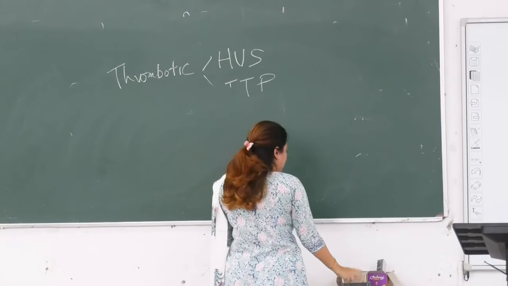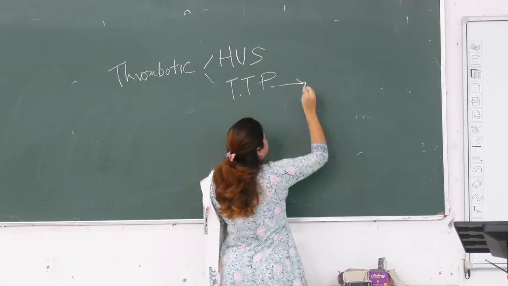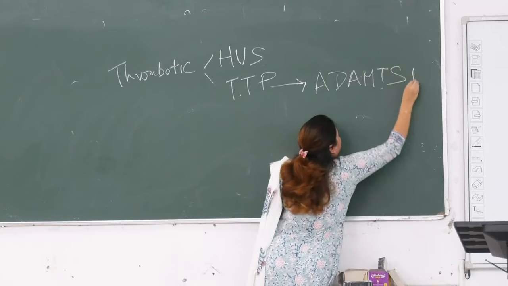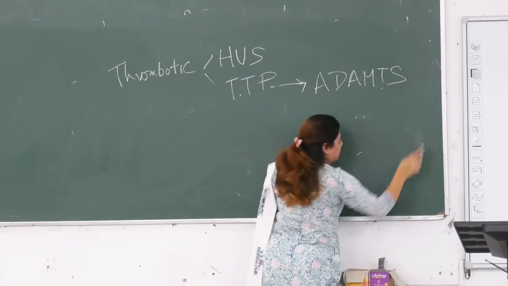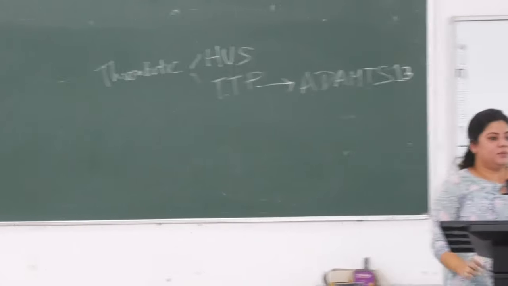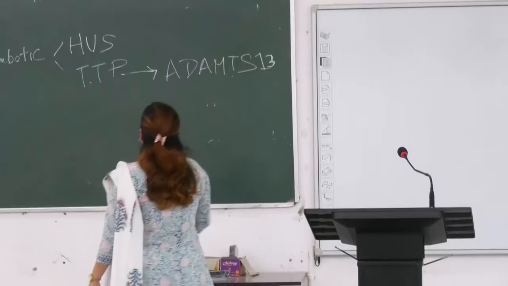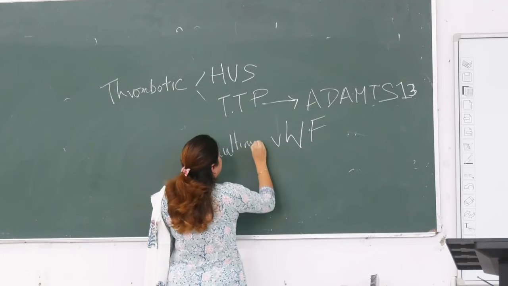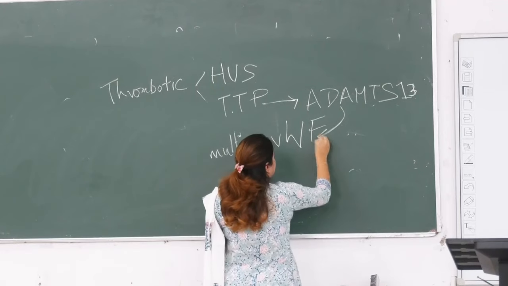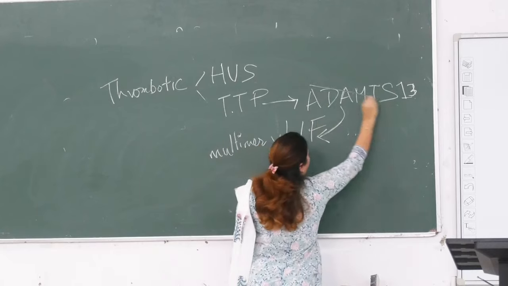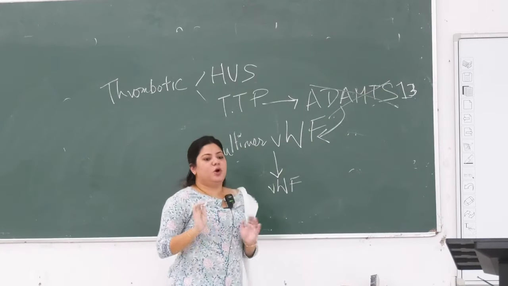Now, TTP. ADAMTS13. Do you know what its job is, ADAMTS13? Heard of von Willebrand factor? Now, von Willebrand factor is normally present as large multimers. ADAMTS13 cleaves it into two smaller molecules. Now, if this is not cleaved, the multimers get deposited in the small vessels, right?